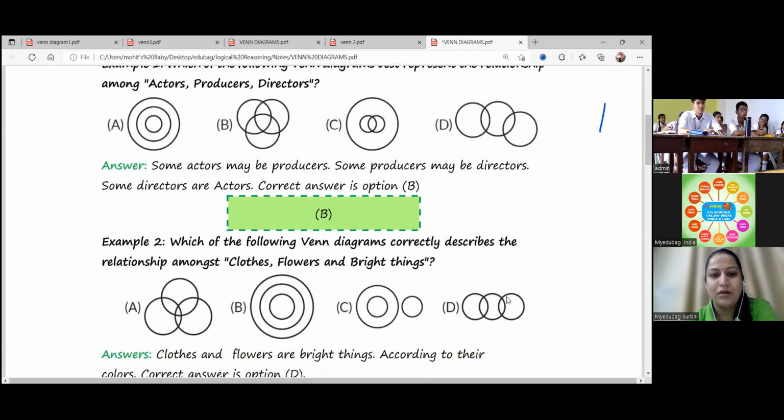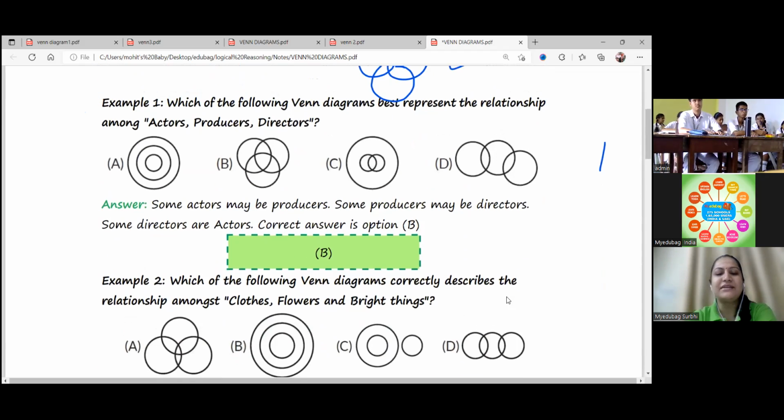Okay. Now I have the next question. Which of the following Venn diagrams correctly represents the relationship amongst clothes, flowers, and bright things? What do you think? From which Venn diagram can you show this? A, B, C, or D?